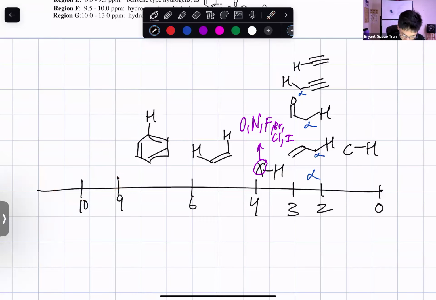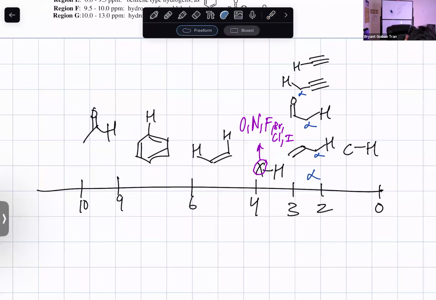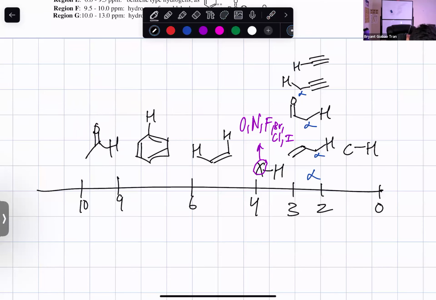Right? Now, between 9 to 10, this gets more clear to see. The separation is much more clear. 9 to 10 is your aldehyde hydrogen, right? And then 10 to, let's say, 12 to 14. Let's say 13. 10 to 13 is your carboxylic acid hydrogen. Right. Oh, there is another thing that I wanted to go over.